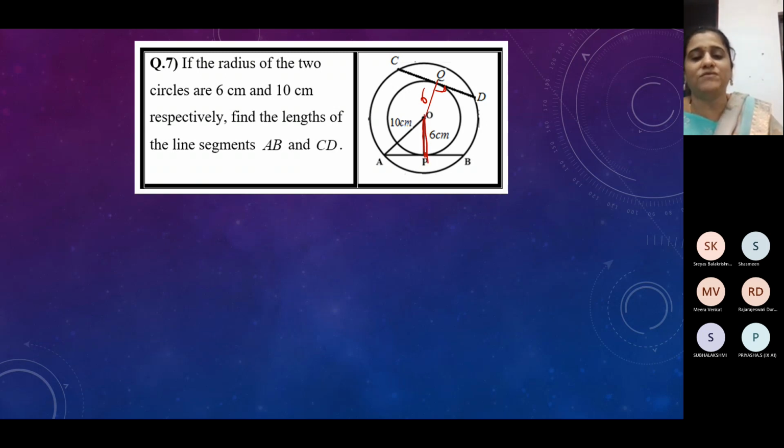So OP is the distance of AB from the center. OQ is the distance of CD from the center. And OP is equal to OQ because of the radius. That means the length of AB will be equal to the length of CD. Equal chords that are equidistant from the center are equal.